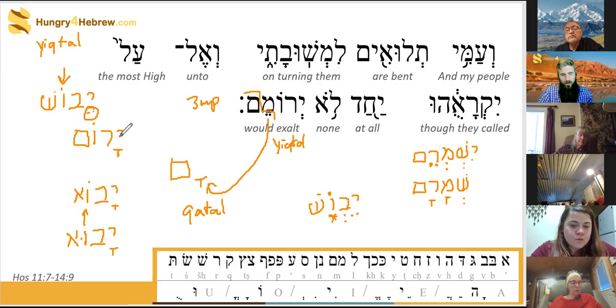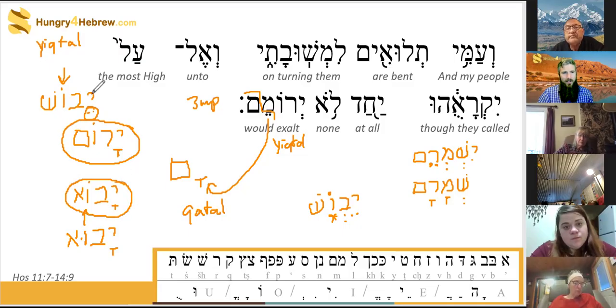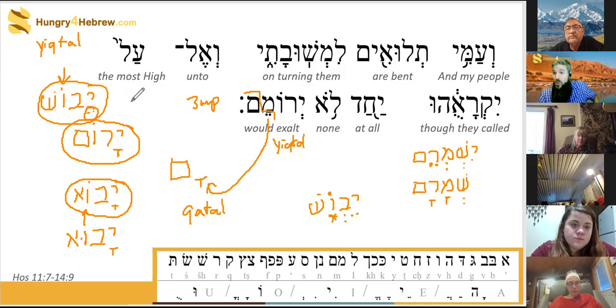Anyway, so is it at all conceivable to have a ya o pattern? I'm still going to stick with no, even though we do have some oddities like yavo or yevosh. By the way, what is yevosh or bosh or busha? Shame. Yeah, exactly. Let me put it this way. What is the katal form of yevosh? If yevosh means he will be ashamed, how do you say he was ashamed? Bosh.